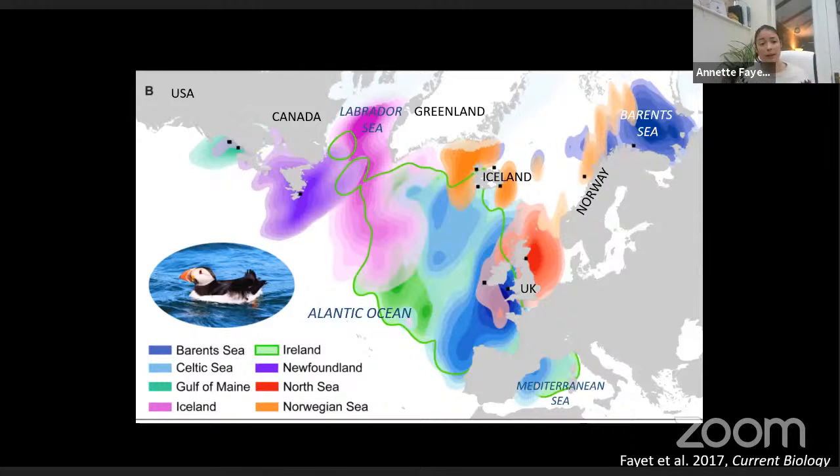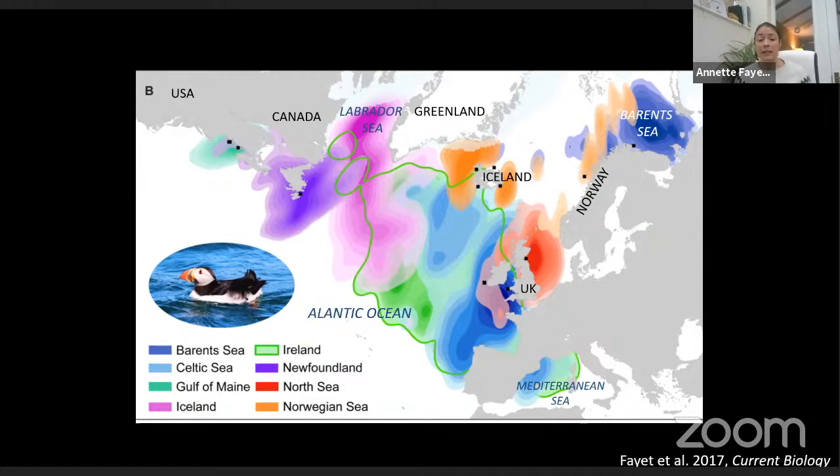And so if you put things together, you have this rather complex map where you can see that different populations really do different things. But this also allowed us to identify areas where puffins from multiple populations were wintering. And so these were really important areas to protect for multiple populations.